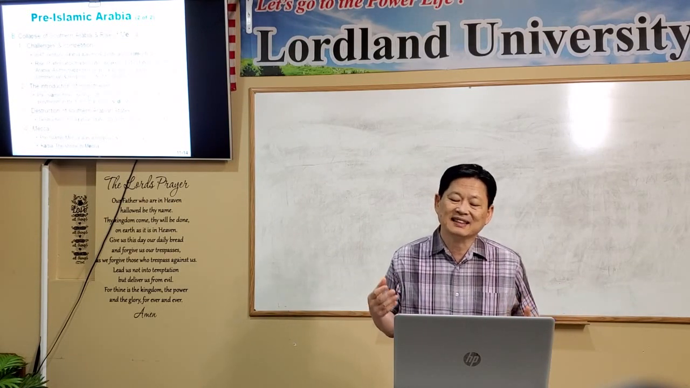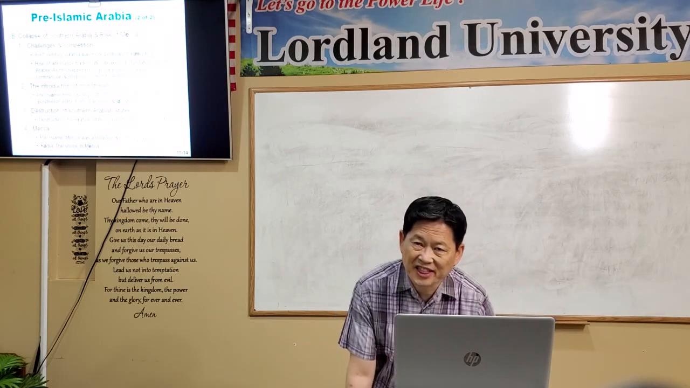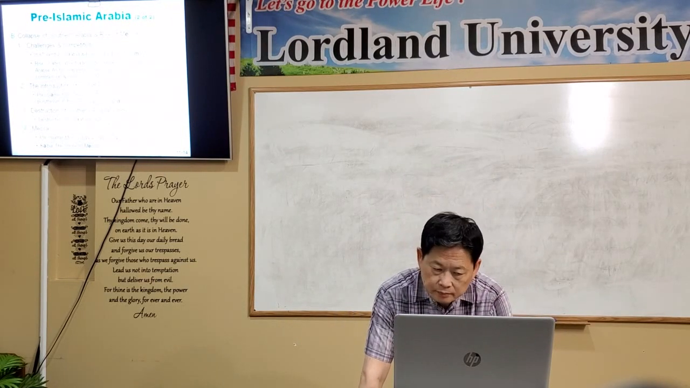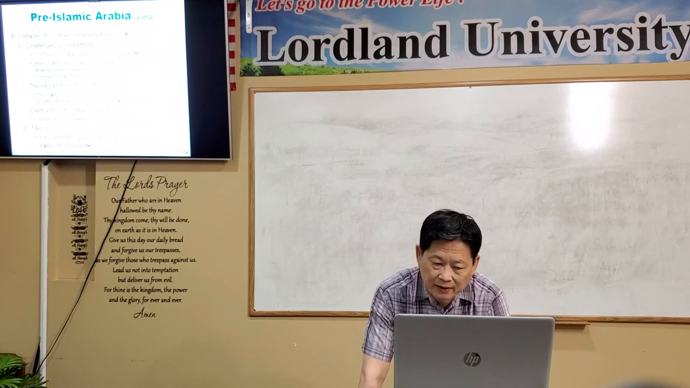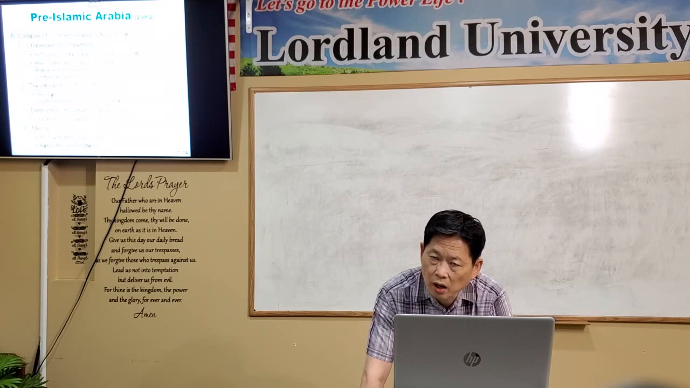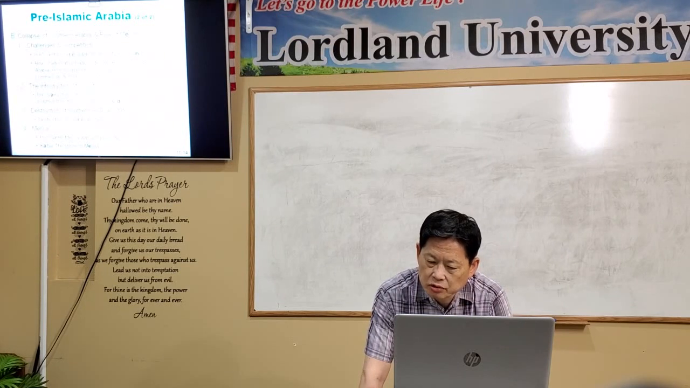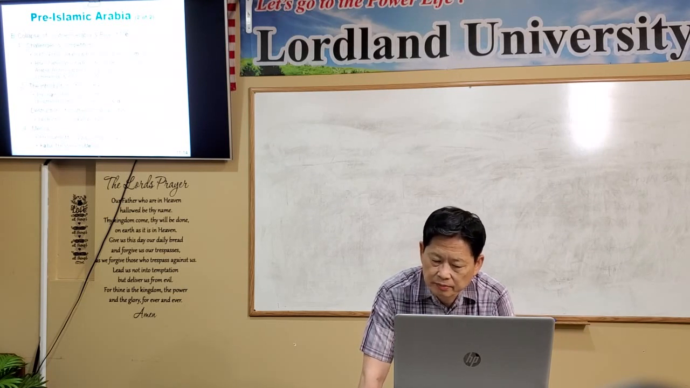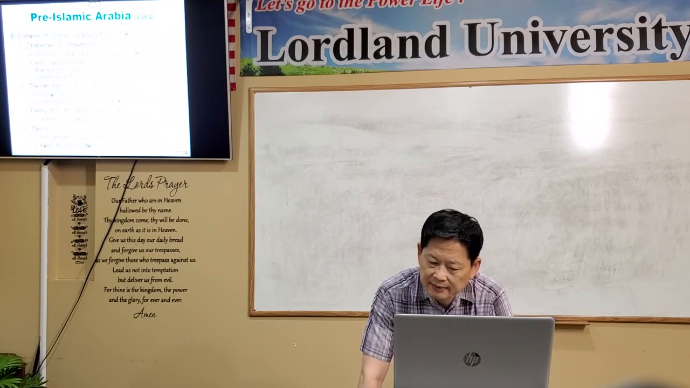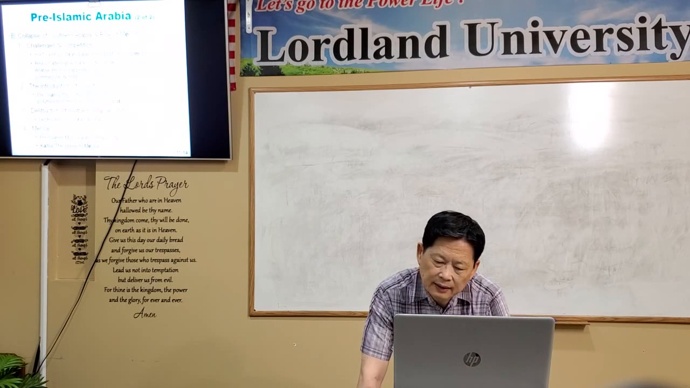Number 2, the introduction of monotheism. Pre-Islamic times were polytheistic. Bedouin tribes practiced polytheism in the form of animism and in the form of idolatry.